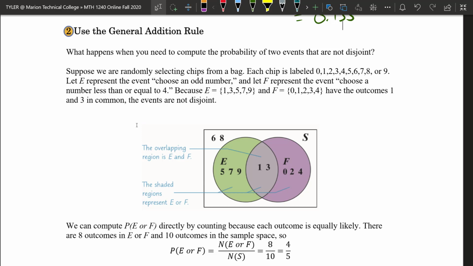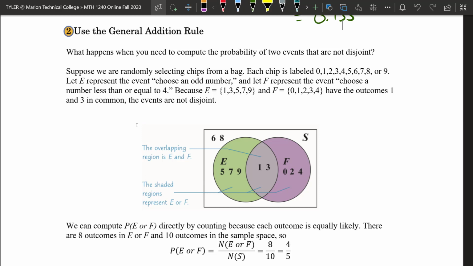Now what we want to do is look at the general addition rule. What happens when you need to compute the probability of two events that are not disjoint? Suppose we are randomly selecting chips from a bag again, but each chip is still labeled 0 through 9. Let E represent the event that we choose an odd number, and F represent the event that we choose a number less than or equal to 4. So E would equal 1, 3, 5, 7, 9, and F would equal 0, 1, 2, 3, 4.